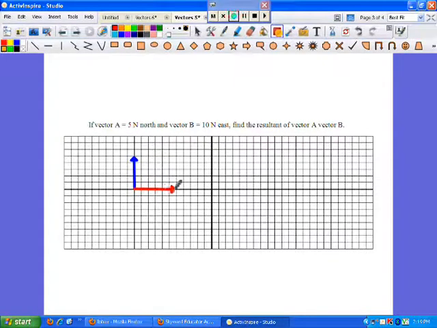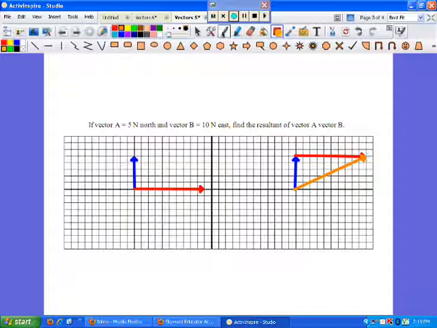We begin by drawing our vectors as they emerge from the origin, and then we redraw them in a tip-to-tail method. So, again, we draw our first vector, which is our 5 newton vector towards the north, and then from the tip of that we add our 10 newton vector to the east. Remember, the resultant vector always goes from the origin to the tip of the last vector.